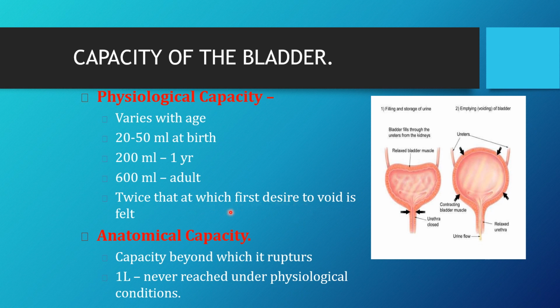So that means the first desire to void is felt at how many ml? It is at 300 ml. So the capacity of the adult bladder is 600 ml. And anatomical capacity is the capacity beyond which it ruptures. So it is 1 liter, which is never reached under physiological conditions.